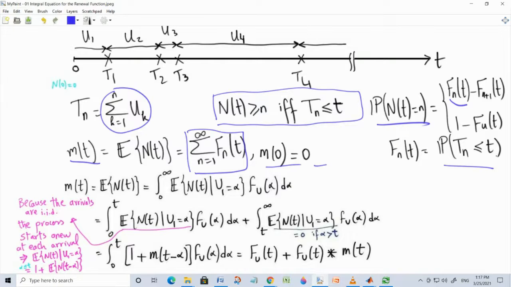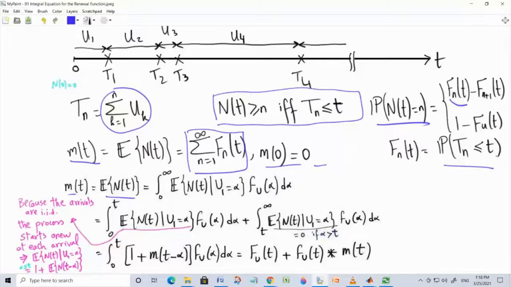We can write it in a number of ways. Some of them will be very useful in particular contexts or problems. So m of t is the expectation of big N of t. What we can do, and this is a common trick when it comes to renewal processes, is condition on the first arrival.